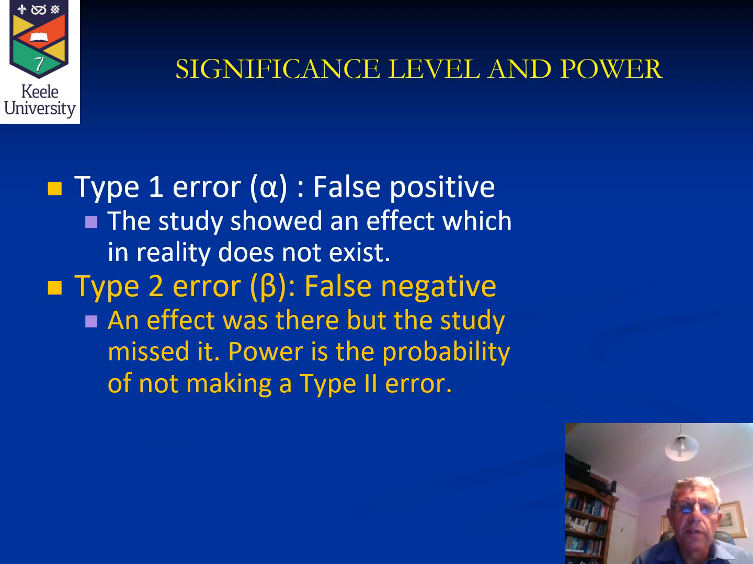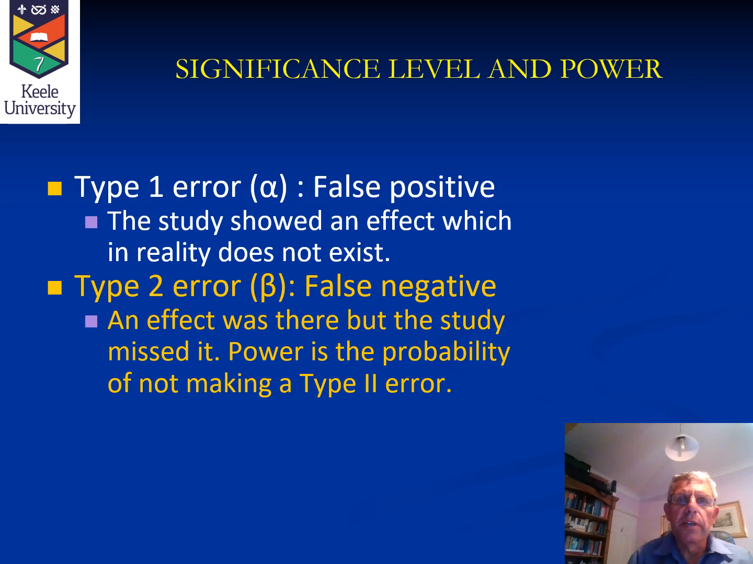Before we leave the topic of significance levels, they are also often expressed in terms of type 1 and type 2 errors. So let's just look at these for a minute. A type 1 error is also known as a false positive. The study showed an effect which in reality does not exist. In other words, we say that the drug works in the real world, but it doesn't. A false negative is when we miss an effect. So we say that the drug didn't work, but actually it does work.